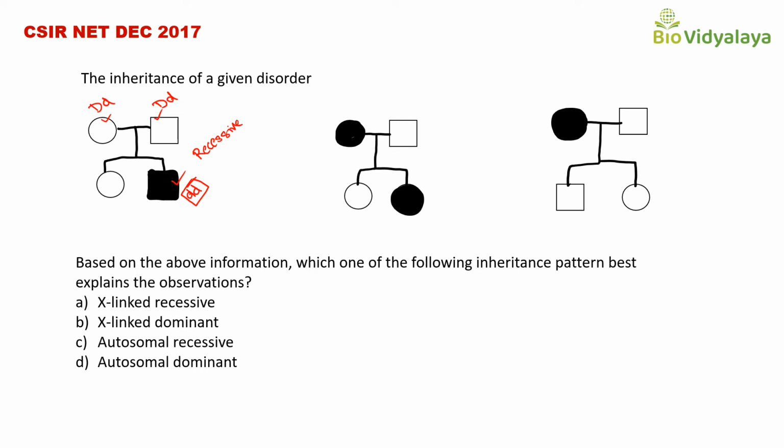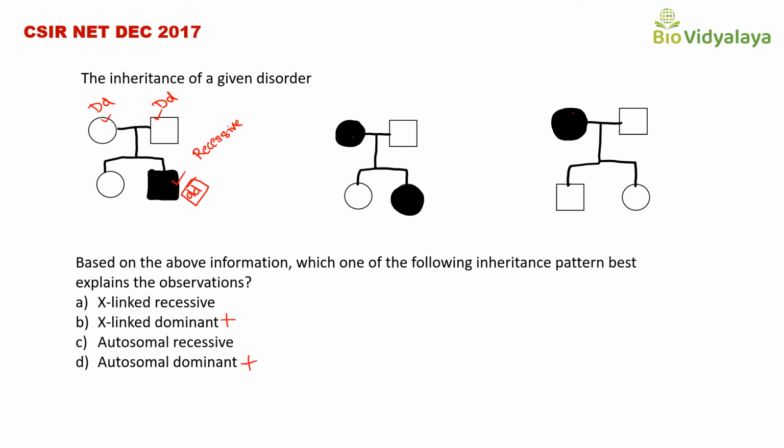Next, we have to confirm whether it is autosomal or X-linked. Whether it is autosomal recessive or X-linked recessive. Now we confirm that it is recessive. So option B is incorrect and option D is also incorrect. Next we have to check whether it is autosomal or X-linked.